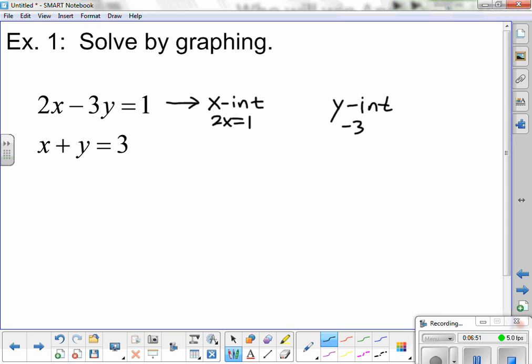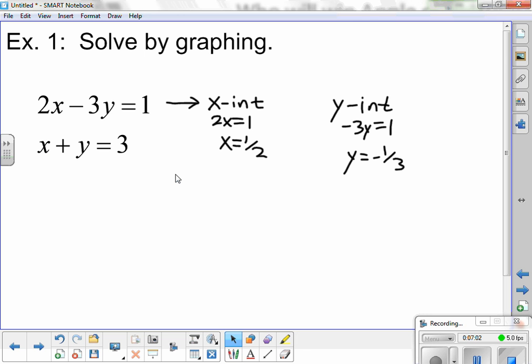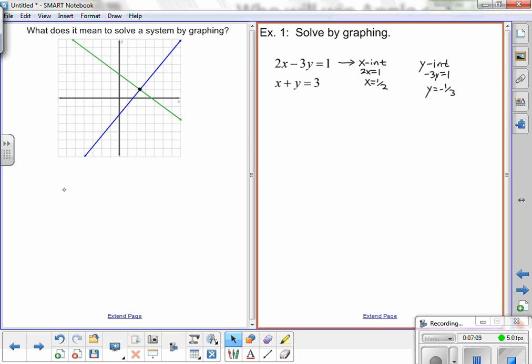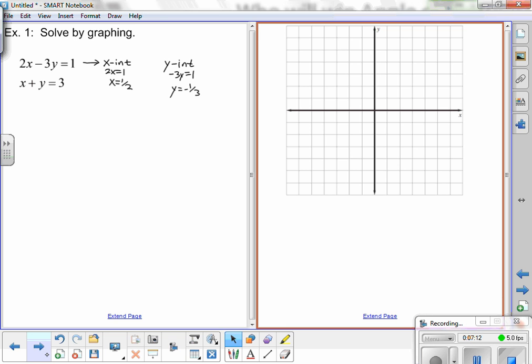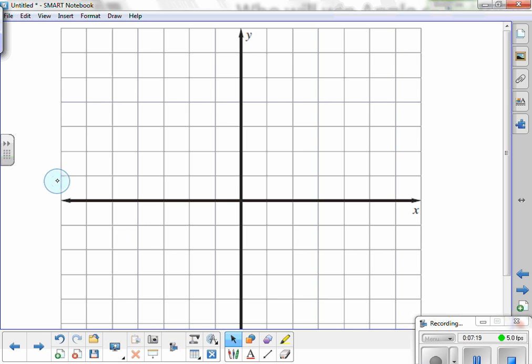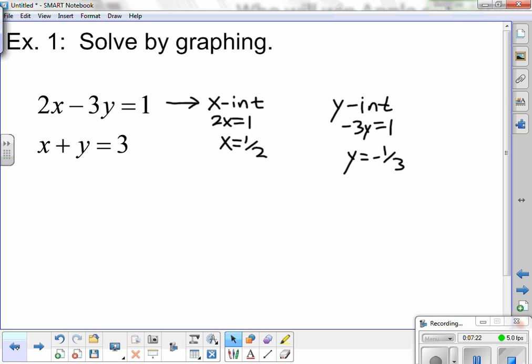Intercept is negative 3y equals 1. So 2x equals 1, that's x equals 1/2. This is y equals negative 1/3. Okay, so that's your x and your y intercepts. So go ahead and graph that. I got mine on the next page. So hold on. Actually, I should probably make that bigger. Single page. Okay, so my x-intercept's at 1/2, my y-intercept's at negative 1/3.